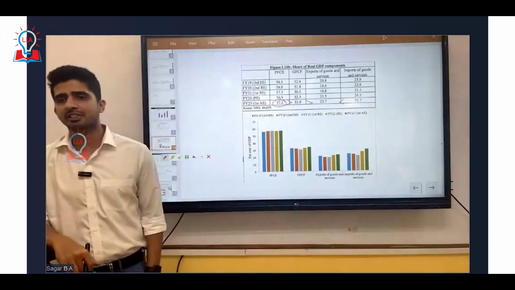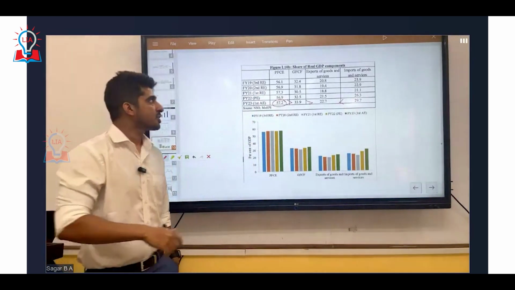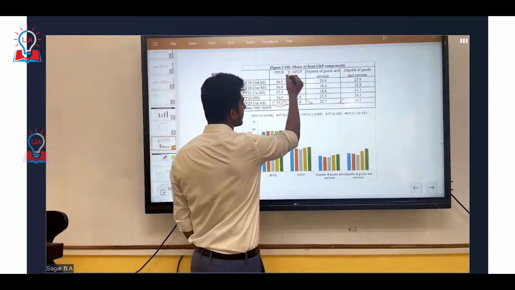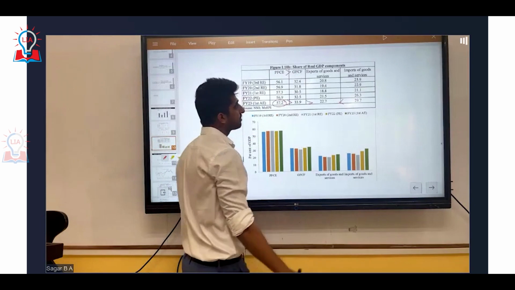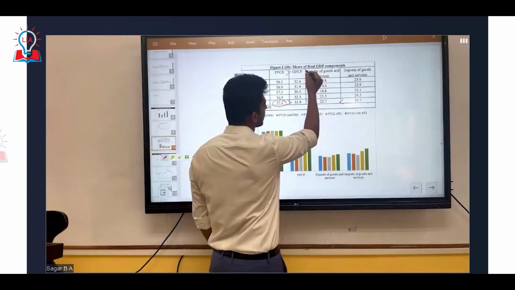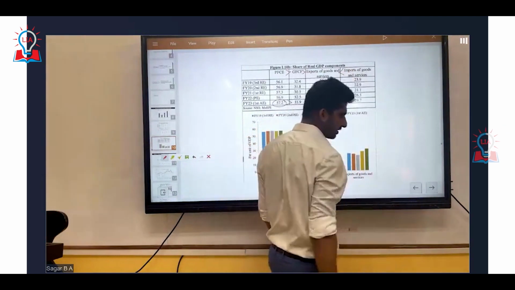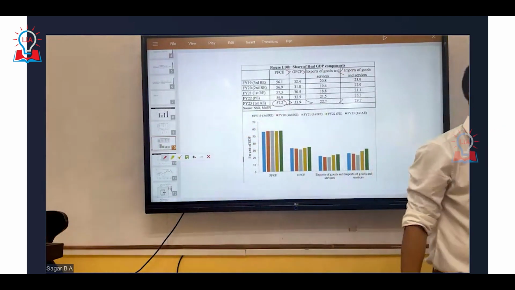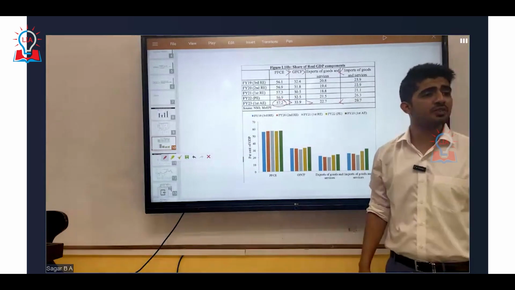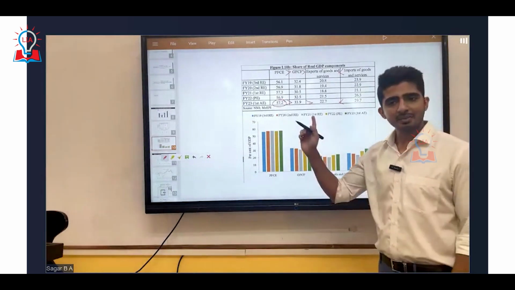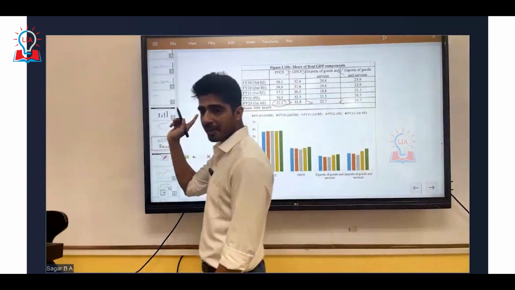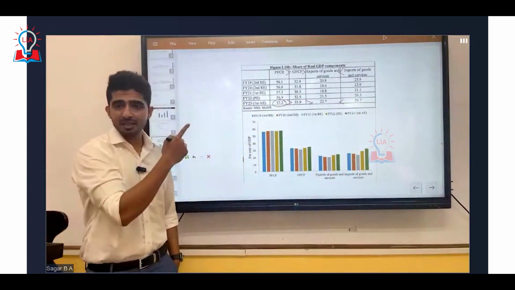That's all you have to do. So basically, India's PFC is greater than GFCF. GFCF is greater than exports. Exports is less than imports. Basically, these are components of what? These are components of GDP. That is GDP calculation. C plus I plus G plus X minus M.